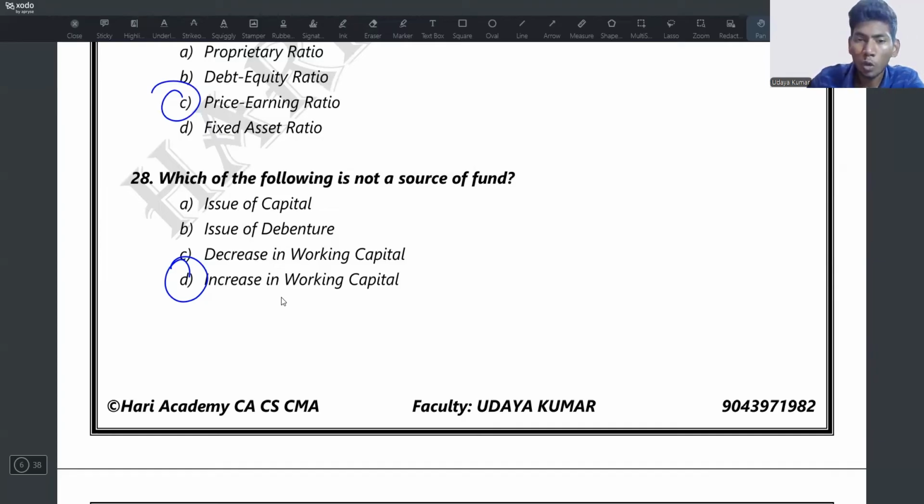Ultimately, increasing working capital indicates that a company is using funds rather than generating them. That's not serving as a source of funds. So option D is the right answer.